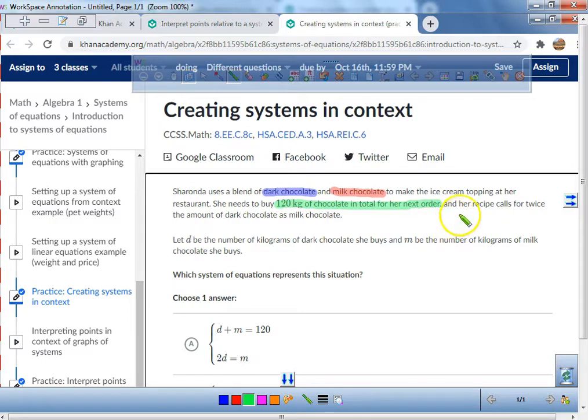Okay? And her recipe calls for twice the amount. Ooh, that's another important thing. Her recipe calls for twice the amount of dark chocolate as milk chocolate. So just by reading that, while you guys are writing it down, what are we going to have more of? Dark chocolate or milk chocolate? Dark chocolate, okay.